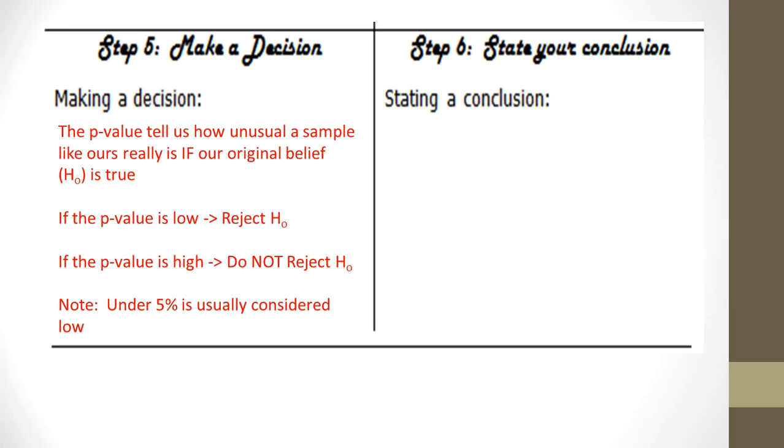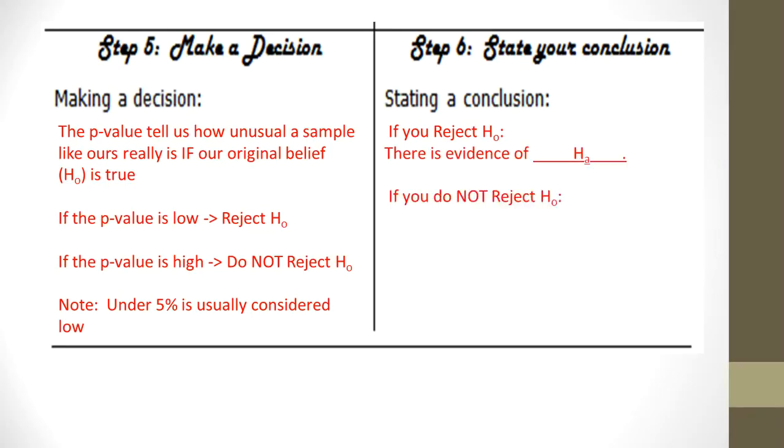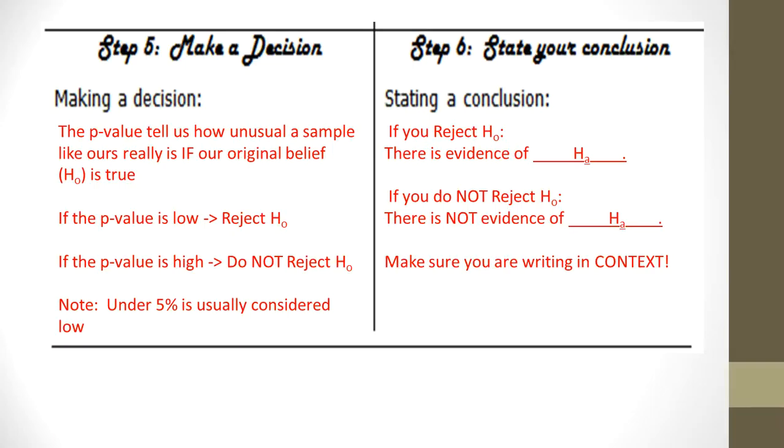Finally, we need to state a conclusion. We need to think about context. If we reject the null hypothesis, that means there is evidence of the alternate. If we do not reject the null hypothesis, that means there is not evidence of the alternate. Please make sure you remember your context.